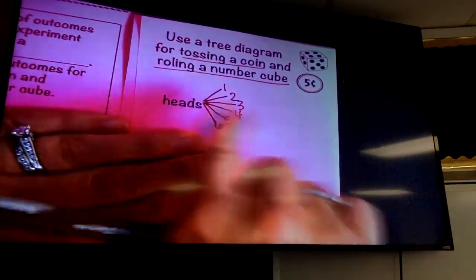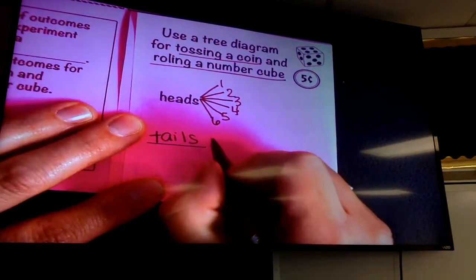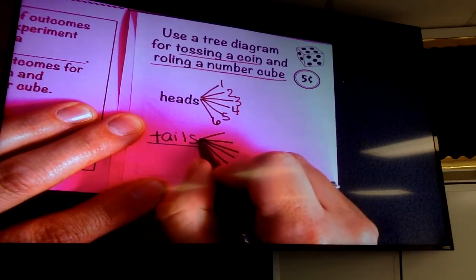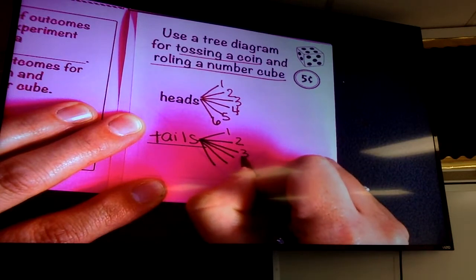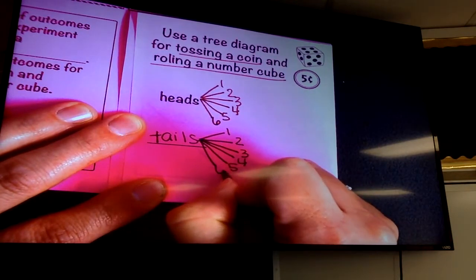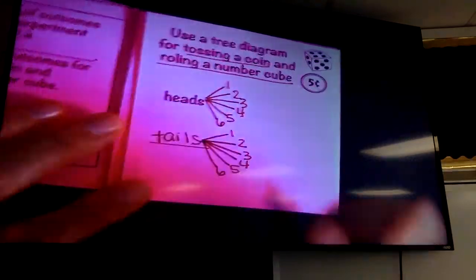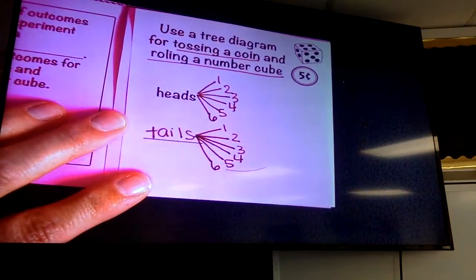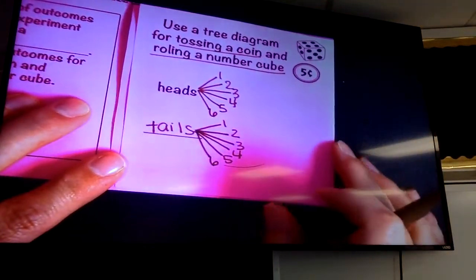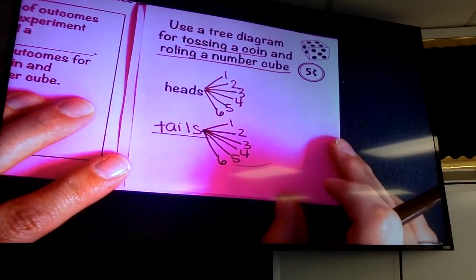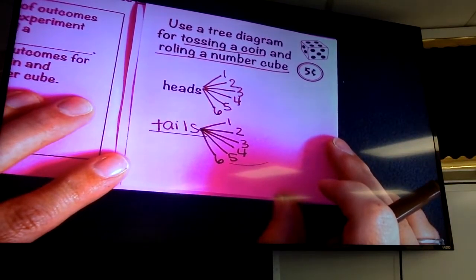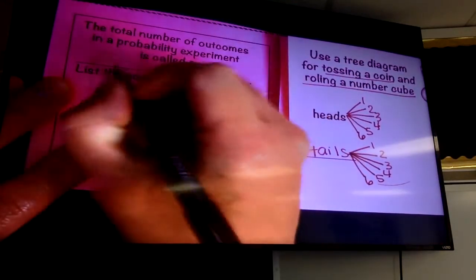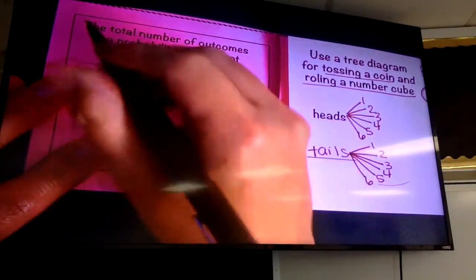Okay. Now, if I do that for heads, I also have to do the same exact thing for tails. So I'm going to make 6 branches coming off tails. And again, I'm going to label them 1, 2, 3, 4, 5, and 6. So this is what we call a tree diagram. It lets us know all of the possible outcomes. It helps organize our data so that we can make what we call our sample space. A sample space is just a list of all the possible outcomes, and that's what we're going to do on this page right here. So the total number of outcomes in a probability experiment is called a sample space.